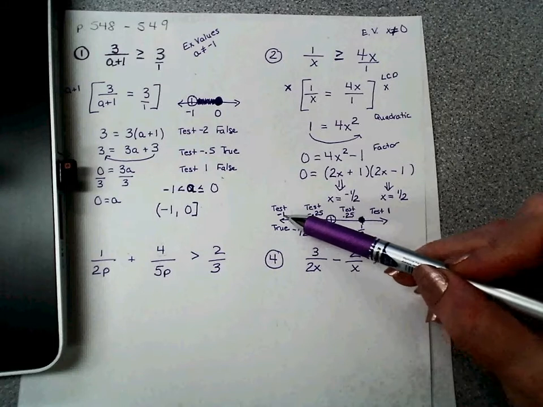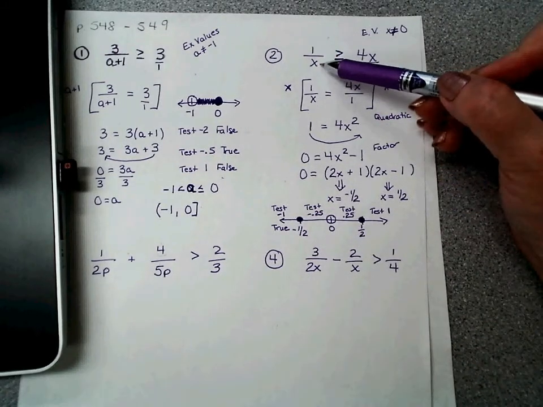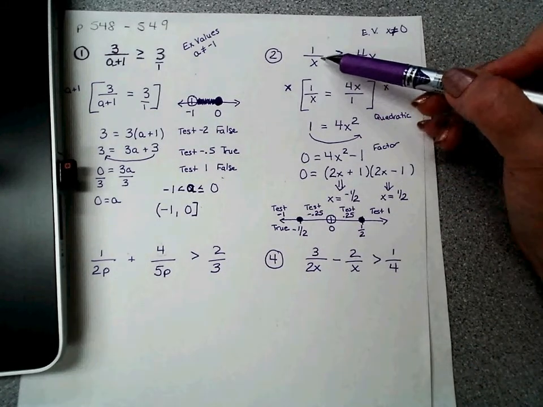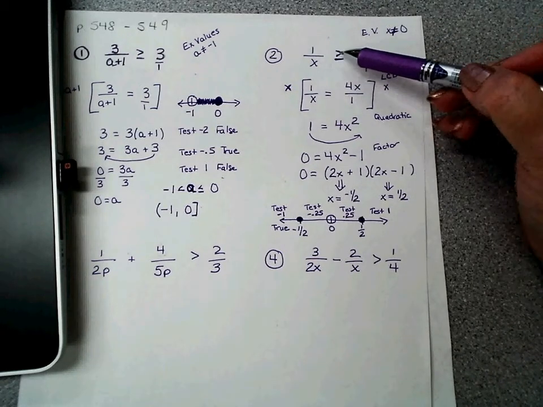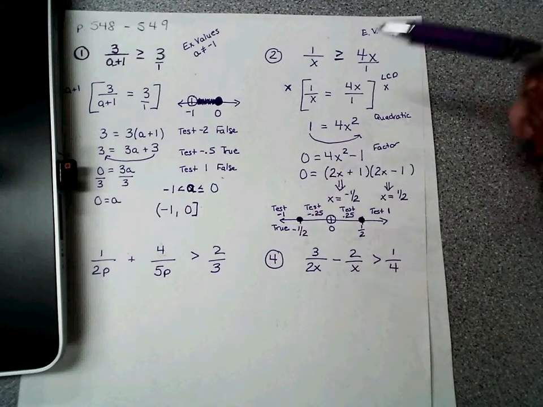So testing -1. 1 divided by -1 is -1. 4 times -1 is -4. -1 is greater than -4 is true. So I marked it true.